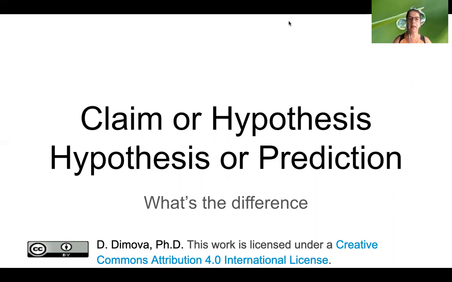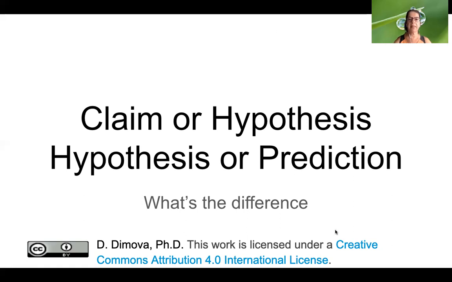The differences between these terms really are important because they tell you something about the nature of science, how scientific experimentation works, and scientific argumentation, how scientists draw conclusions.